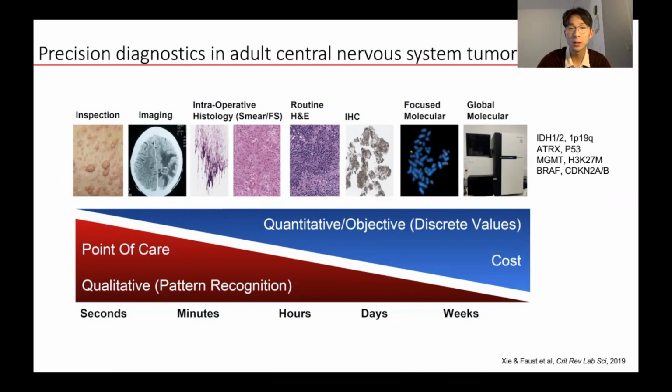And where pathology lies is somewhere in the middle, as you can see in the middle here, with a routine hematoxylin and eosin stained slides, as well as immunohistochemistry tests that we can do. And this has the benefit of both cost efficiency as well as relatively quick turnaround time, while still remaining objective and quantitative.